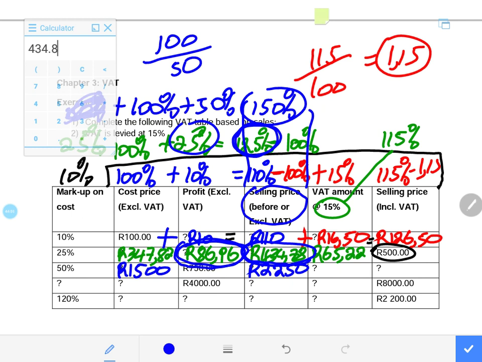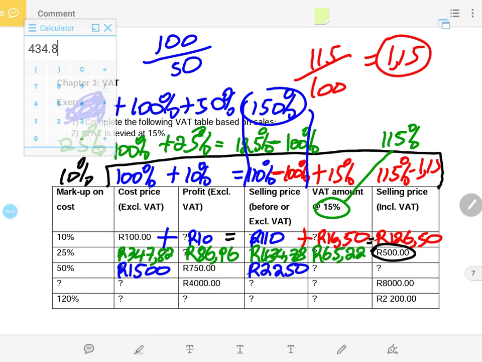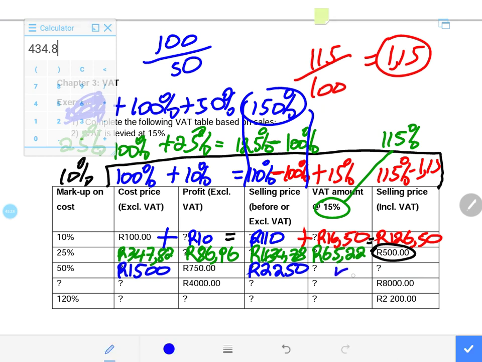Now we want to calculate the VAT and the amount after VAT was added. Let us say 2,250 times 1.15. If you say 1.15, remember we have already added 15% to 100%. So the amount that we are getting is after VAT was added, which means it will be the selling price including VAT. That will be 2,587 rand 50 cents. So this is the amount that includes VAT.